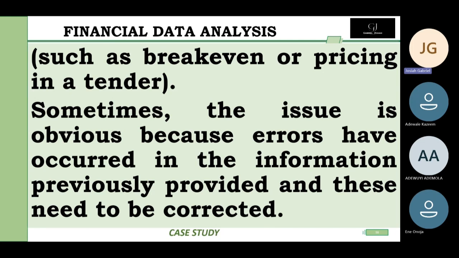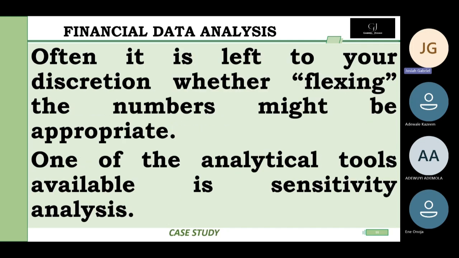So you have areas of break-even or pricing in a tender or even a forecast or a budget. So sometimes the issue is obvious because errors have occurred in the information that is previously provided, and this needs to be corrected based on your judgment. Very important. So take note of that. So often it is left to your discretion whether flexing the numbers might be appropriate or not.